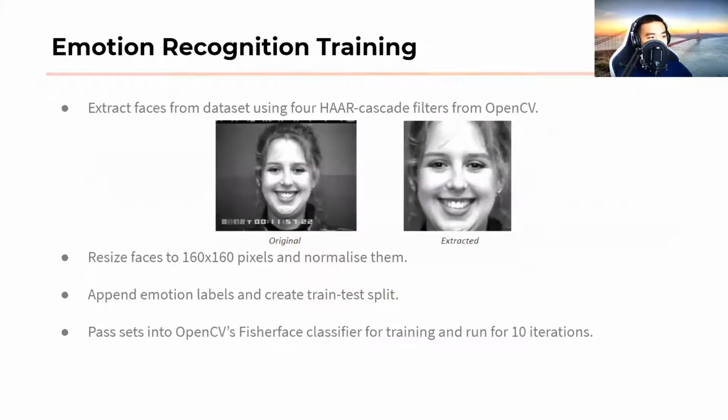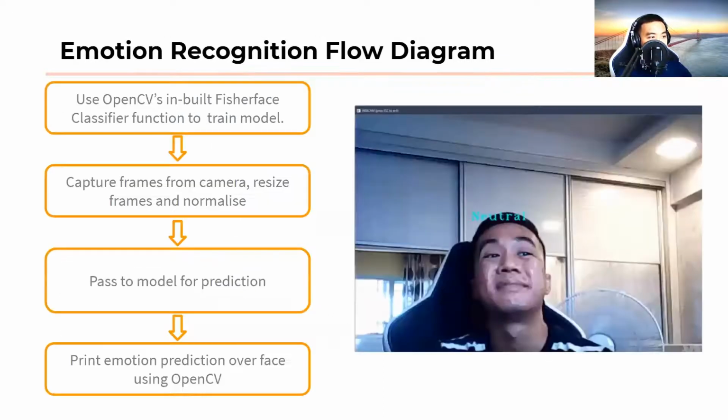For our training, we first need to extract the faces from our dataset, and we used 4 Haar cascade filters from OpenCV to do so. Next, we resized the faces to 160 x 160 pixels and normalized them. We then appended the emotion labels and created the train-test split. Finally, we pass the sets into OpenCV's Fisher face classifier for training and run it for 10 iterations.